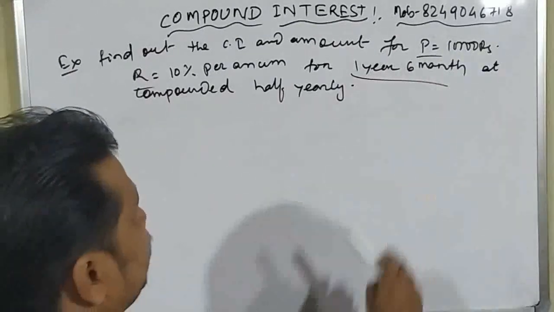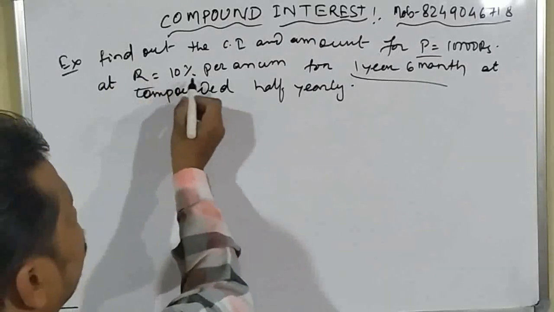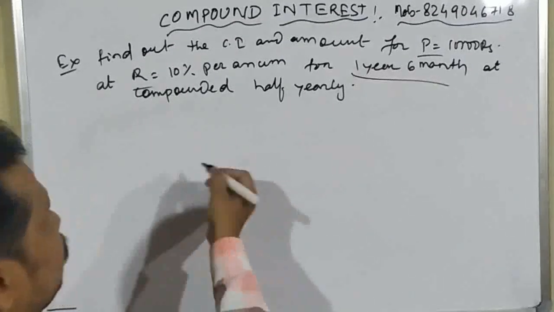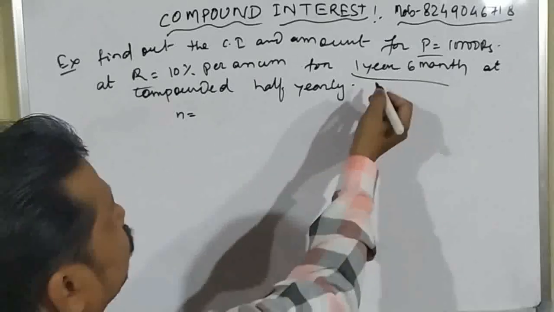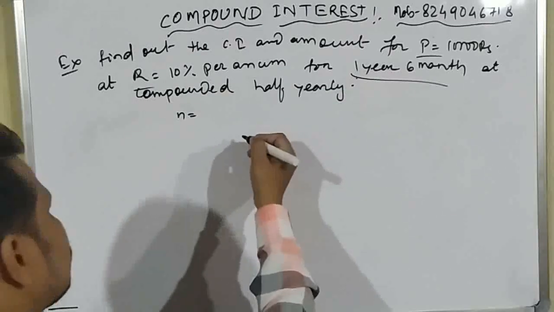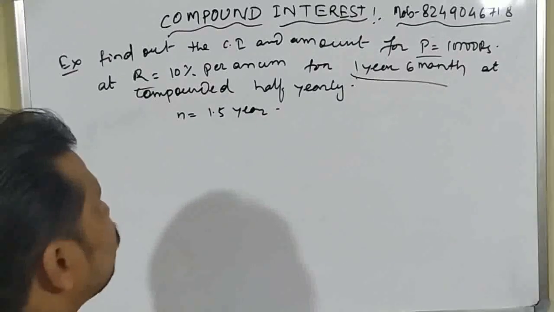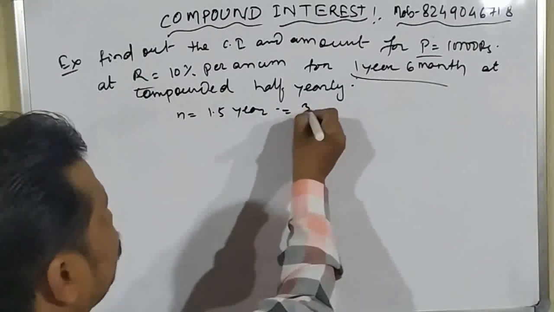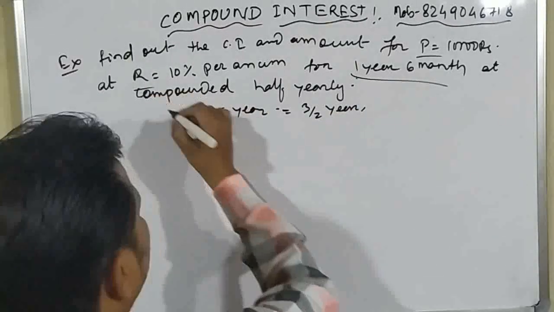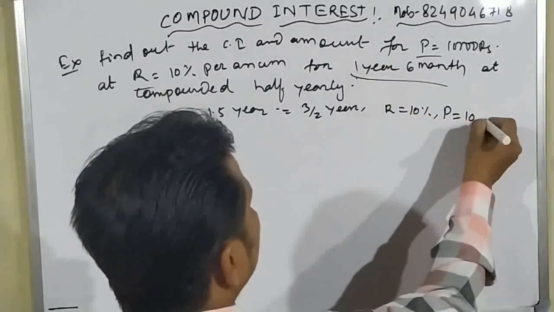For the principal 10,000 rupees, rate equal to 10% per annum for 1 year 6 months, we have to find out n equal to how much? 1 year 6 months means it will be 1.5 years, which is equal to 3 by 2 years. Okay, students? And the rate R equal to 10% and the principal equal to 10,000.